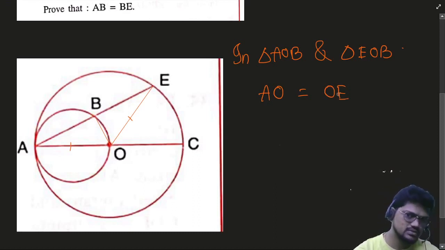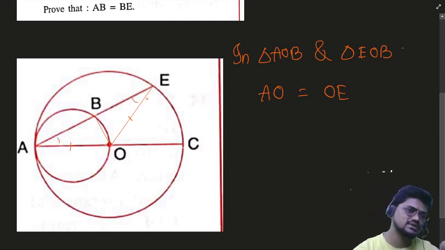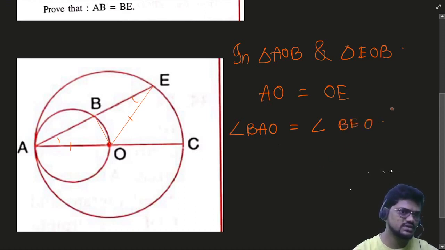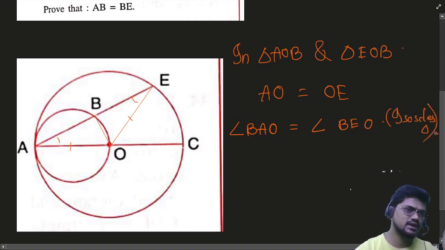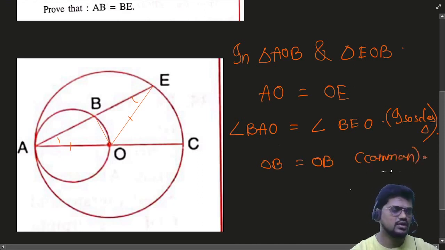Next, which is the other one? This angle will be equal to this angle. Why? By using the isosceles triangle property in the whole triangle AOE, angle BAO is equal to angle BEO, since it is an isosceles triangle. Now, which is the other one that is equal? OB is equal to OB. Why? Common. They both are common.